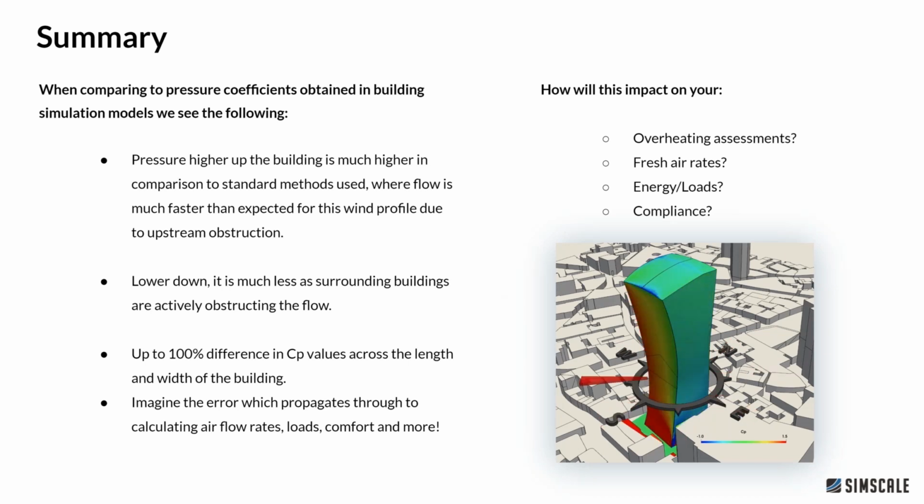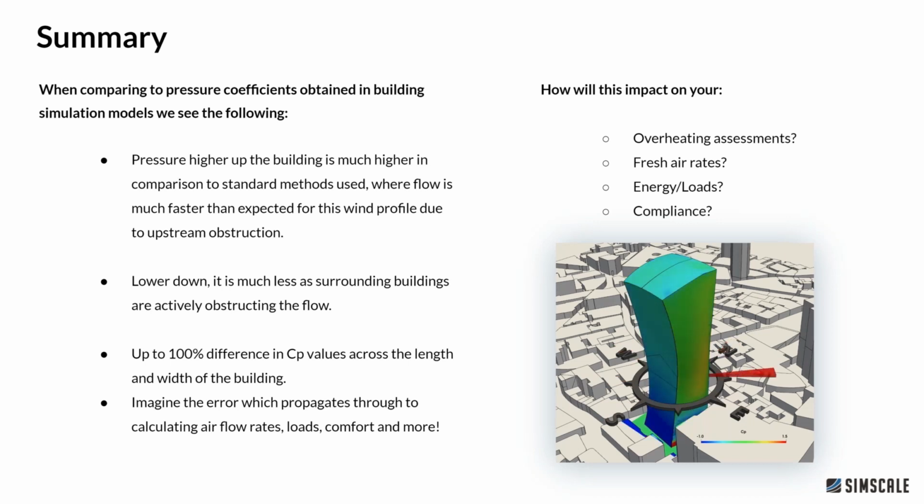Okay, the third bullet point there. Up to 100% difference in CP values across the length and width of the building. Okay, 100%. So remember at the beginning, I said, imagine if you have a 50% error in your CP value, how is that error going to propagate through to impacting the calculation of your flow rate? Imagine your fresh air flow rate. Are you actually meeting the minimum ventilation requirements, right?